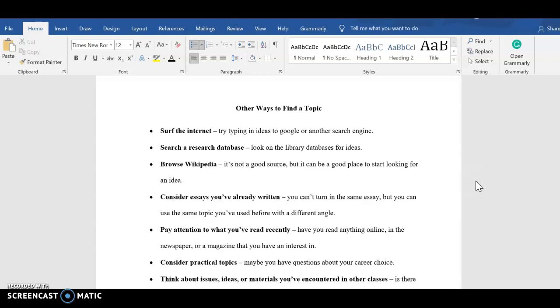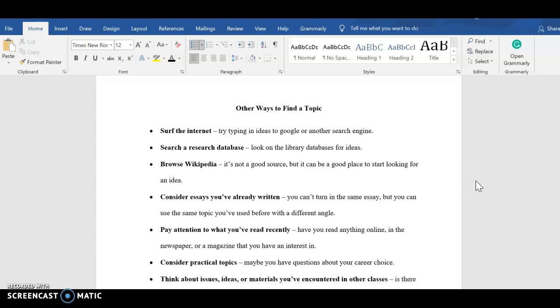Consider essays you've already written. You can't turn in the same essay. Actually, in the academic world, if you turn in the same essay in two different classes, it's considered plagiarism. But you can use the same topic that you've used before from a different angle.